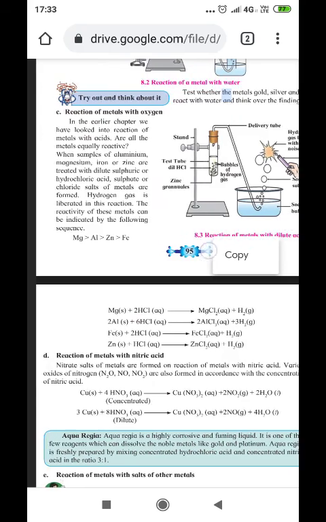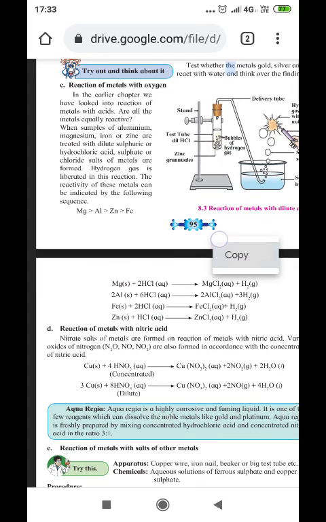Now, reactions of metals with acids. In the earlier chapter, we looked into the reaction of metals with oxygen. Are all the metals equally reactive? No. Depending upon the number of electrons in the outermost orbit, the reactivity depends. When samples of aluminium, magnesium, iron, and zinc are treated with dilute sulfuric acid or hydrochloric acid, sulfate or chloride salts of the metals are formed. Hydrogen gas is liberated in this reaction.